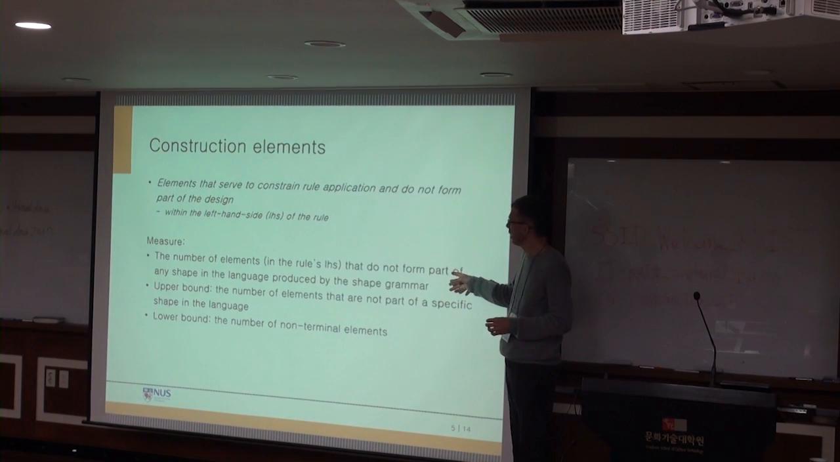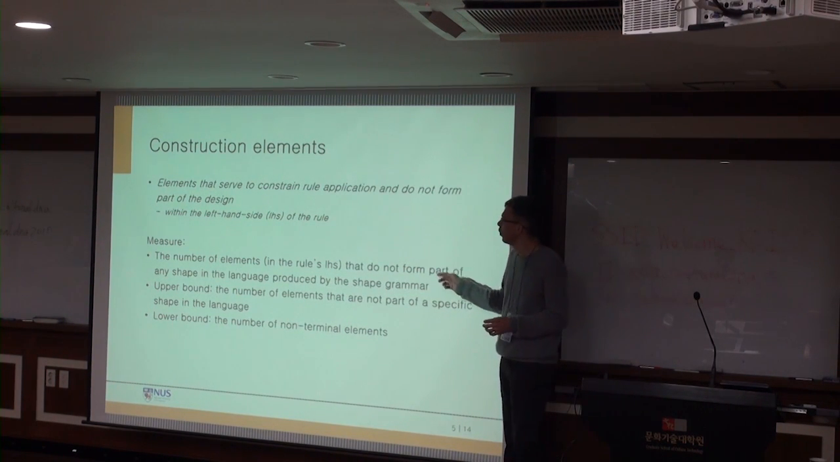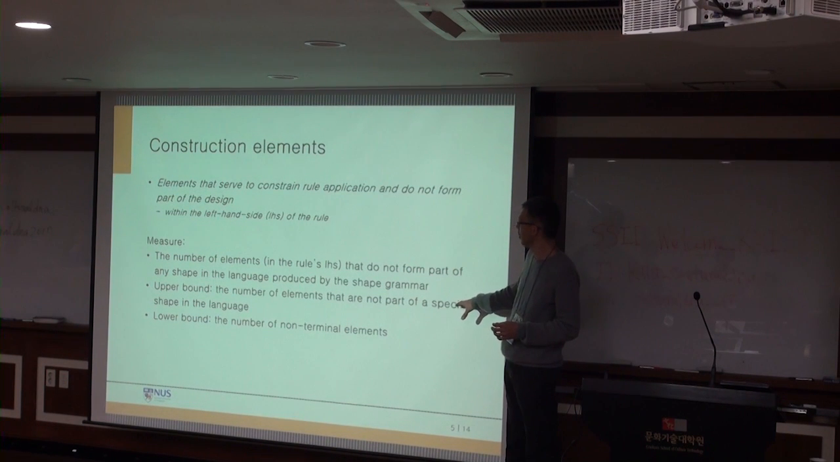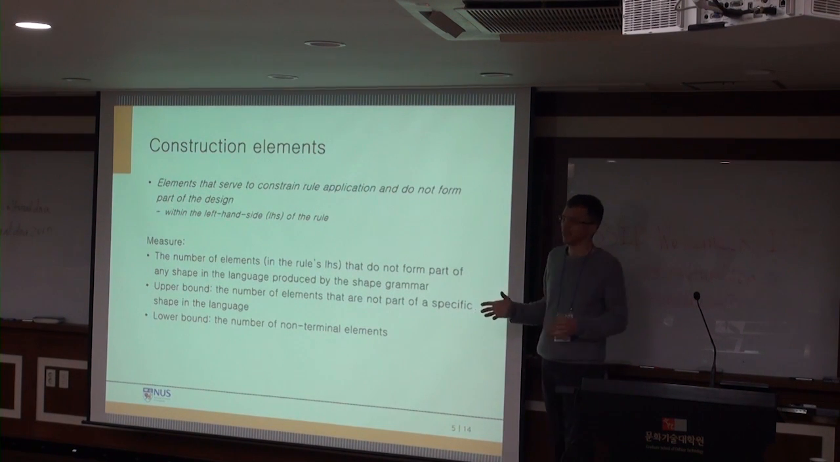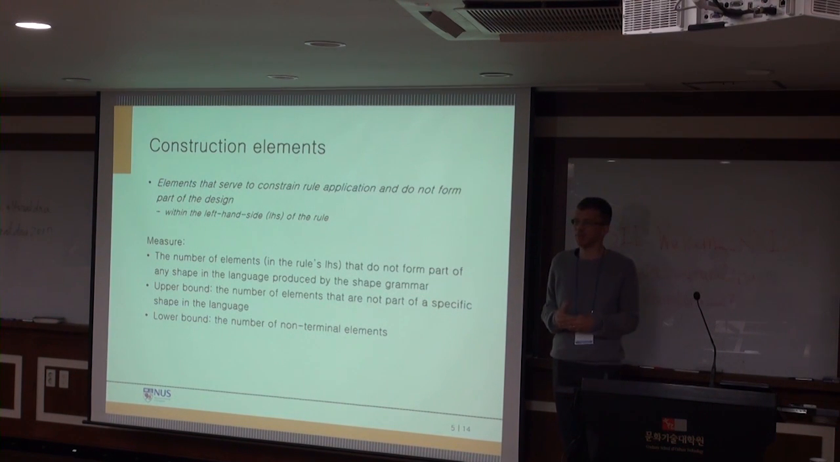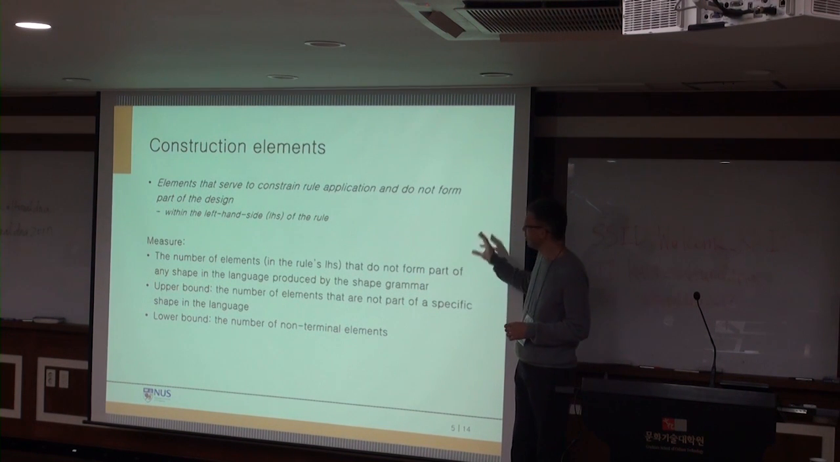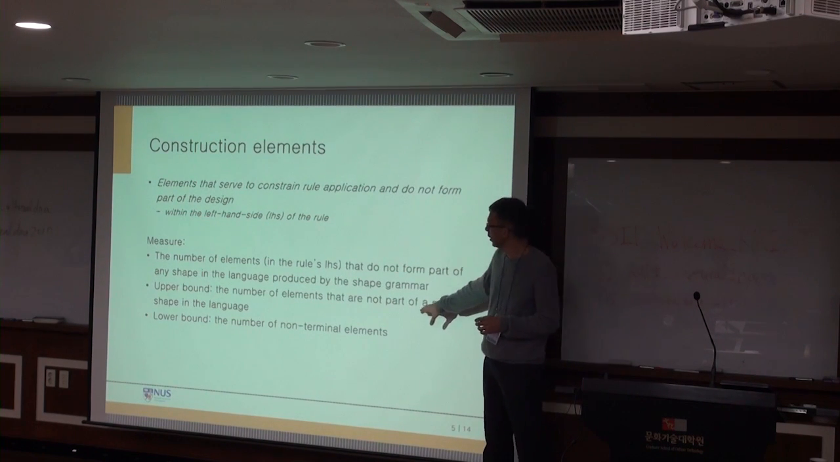It's a little bit of a complicated definition, because you would basically have to consider all the results of the language, generate them all before you can even tell what the construction elements are. So we could work with a simplification. It's an upper bound: the number of elements that are not part of a specific shape in the language. Now, of course, everything then depends on what kind of specific shape you're going to use, but in the example that I'll show, it will be useful enough to define them.